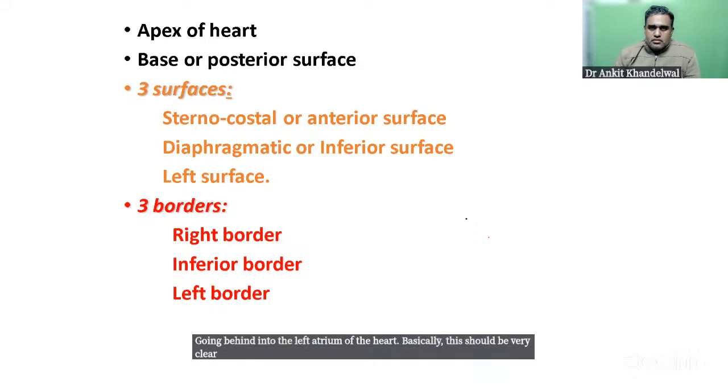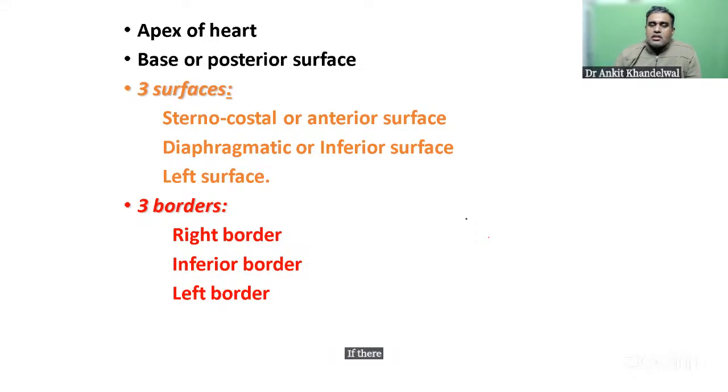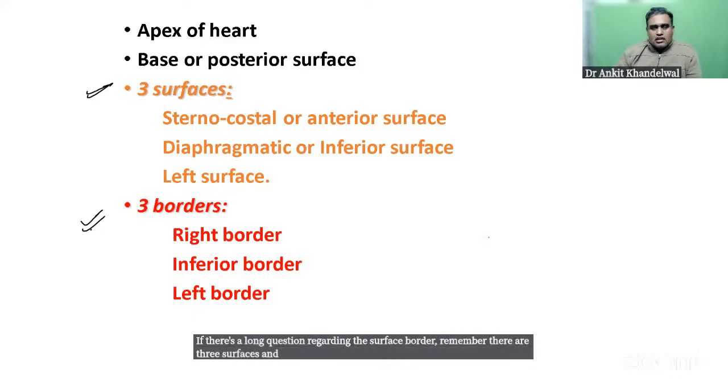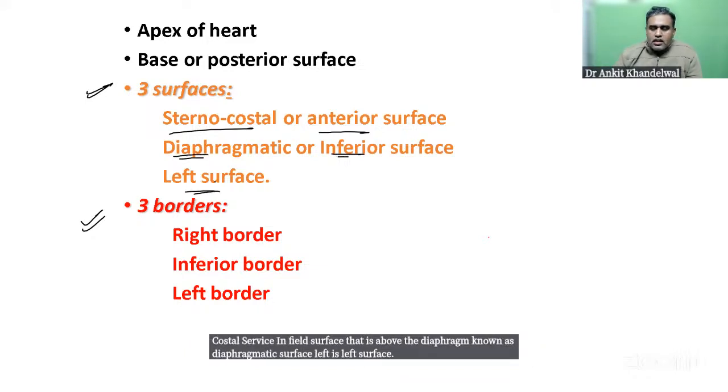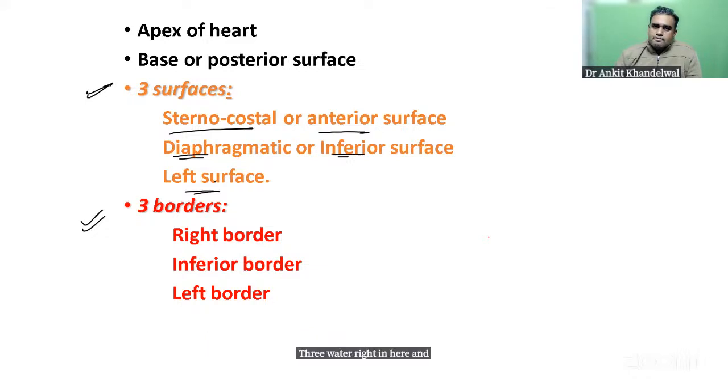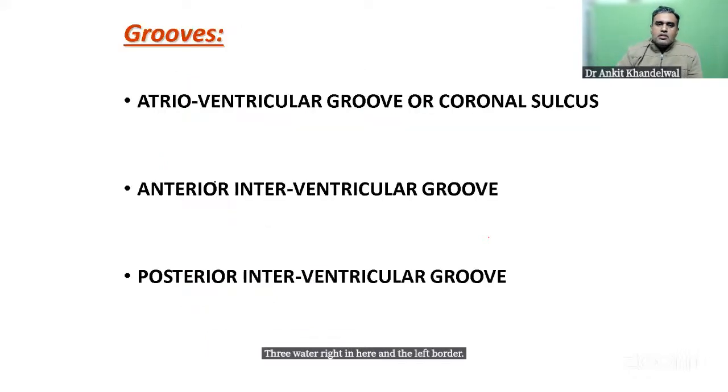Then, if there's a long question regarding the surface and border, remember there are three surfaces and three borders. These surfaces are anterior, inferior, and left surface. Anterior surface is also known as sternocostal surface. Inferior surface, that is above the diaphragm, known as diaphragmatic surface. Left is left surface. Three borders: right, inferior, and the left border. Okay, simple. Grooves.